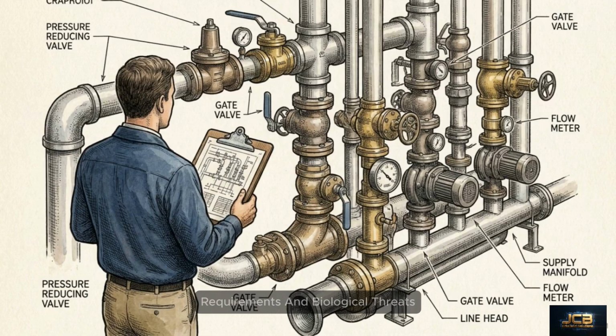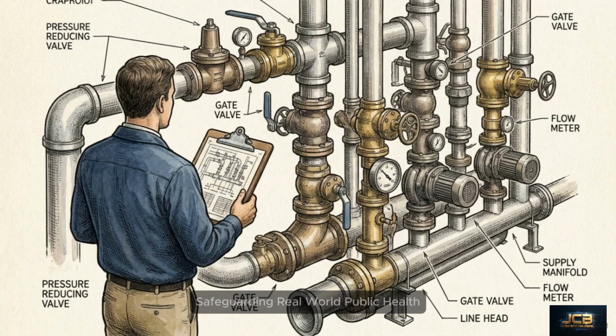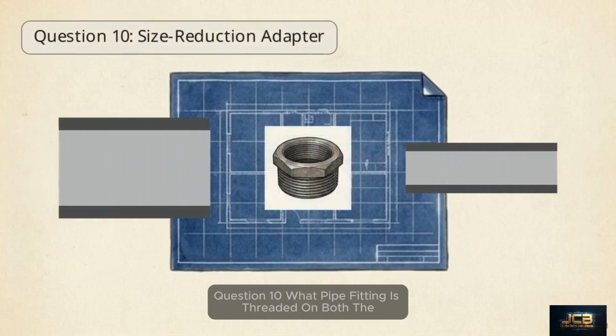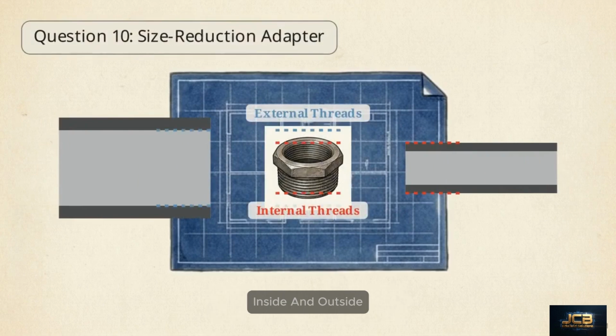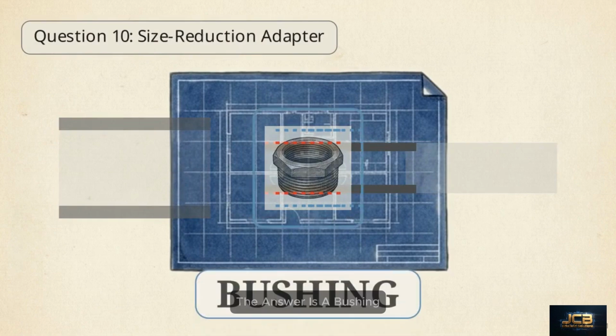Understanding specific code requirements and biological threats directly connects to your ultimate responsibility as a licensed master plumber, safeguarding real-world public health. Question 10. What pipe fitting is threaded on both the inside and outside to connect two pipes of different diameters? The answer is a bushing.